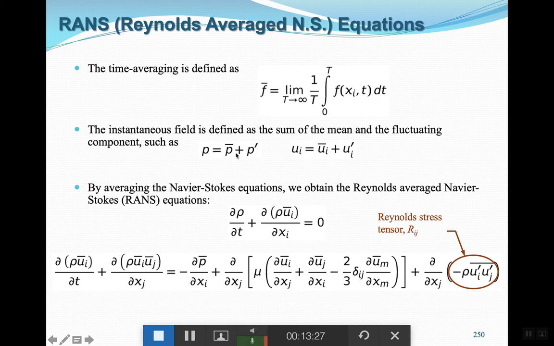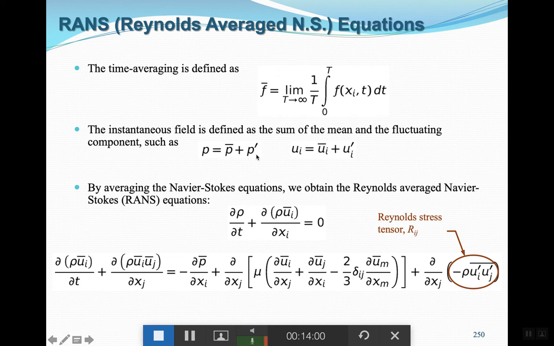So the P bar and U bar are the averaged quantities, which means there are no fluctuations, and of course plus P prime and U prime, which are the fluctuations. Now, what we're going to do is take every equation we have, meaning the continuity equation and the Navier-Stokes equation. Guys, please listen very carefully here, because this step is not included in this slide.